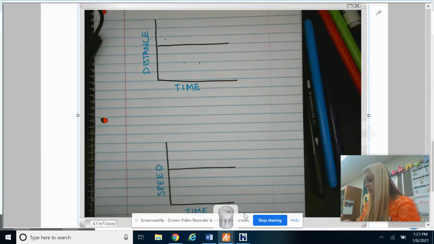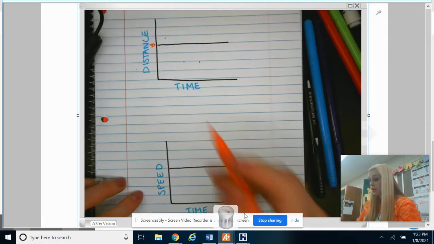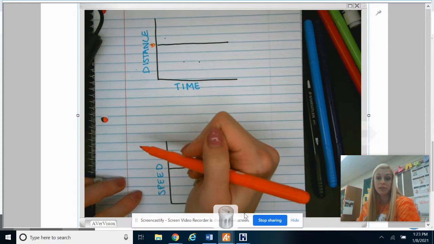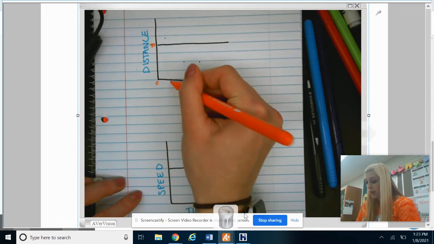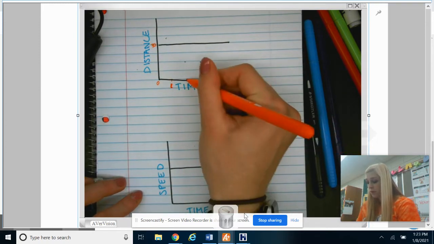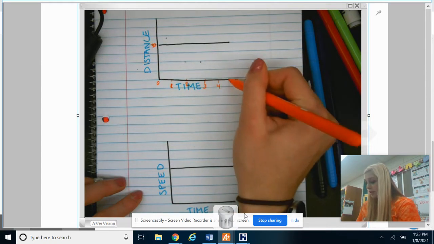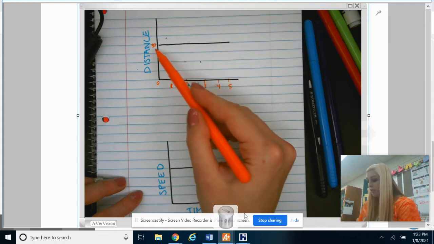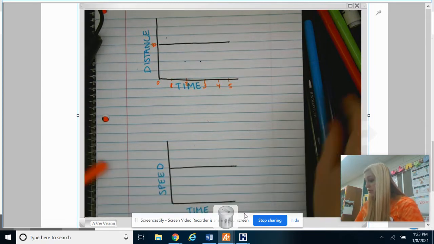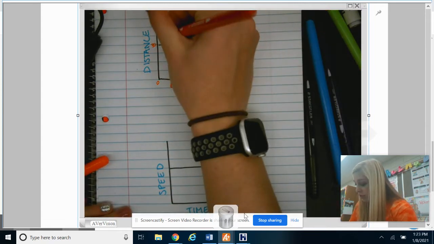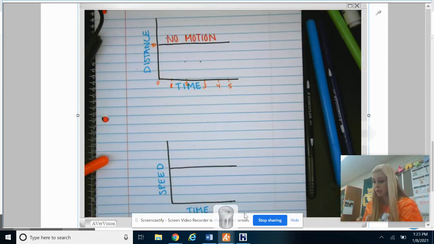So if we pretend this was a distance of 30 meters, let's say this was a person standing. This person was at 30 meters at 0 seconds, at 1 second, at 2 seconds, at 3 seconds, at 4 seconds, at 5 seconds. They never changed from 30 meters. So that means they're just standing there. They're not moving. So this graph shows no motion. And y'all are not drawing this. I'm just showing you something.